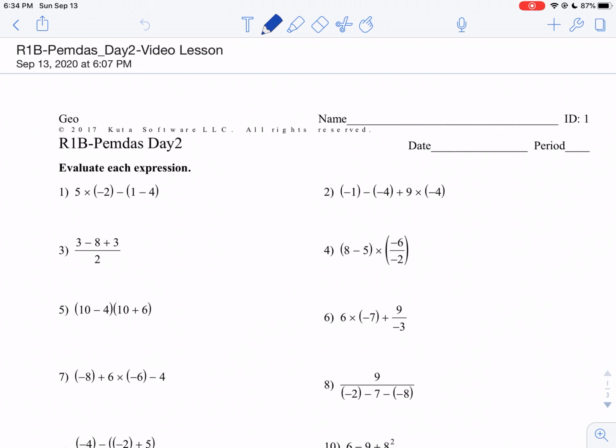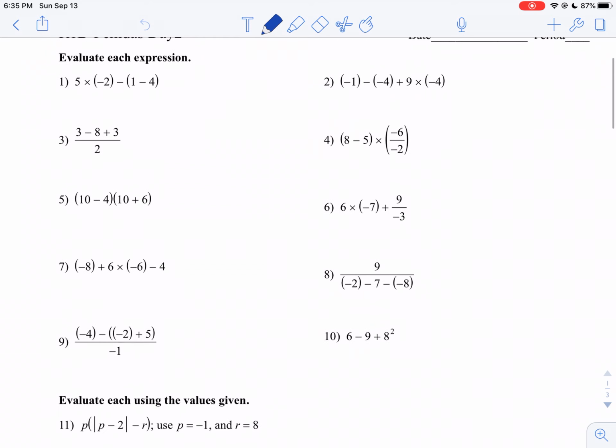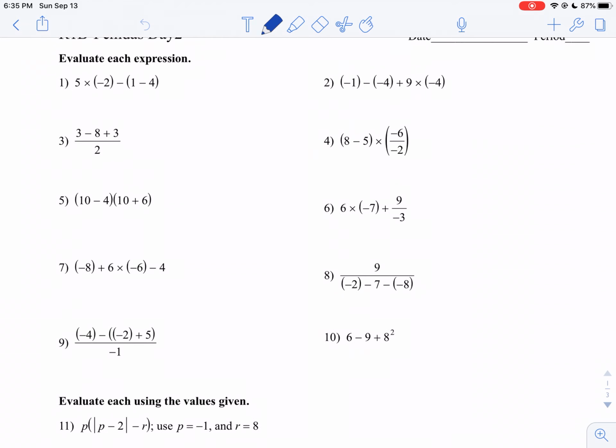All right, class, this is worksheet R1B, PEMDAS. This is the second day for order of operations. The first set of problems, number 1 through 10, are just like the first worksheet. But because there are some long division bar problems, I am going to do one of those, something like number 9.